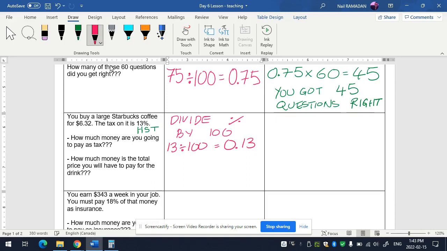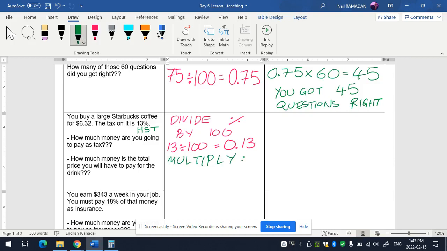0.13. And since I have two things I have to solve for here, I'm going to do all the work here for this one. So first of all, I got 0.13. What do I do with that 0.13 now? You divide first. What do you do next? Come on. Multiply 0.13 by the full amount before tax of the drink. So I'm going to do this in green. So now multiply.